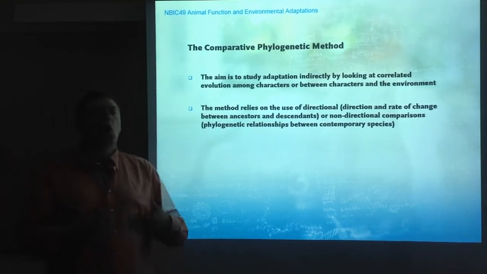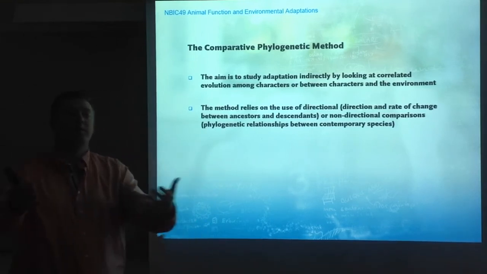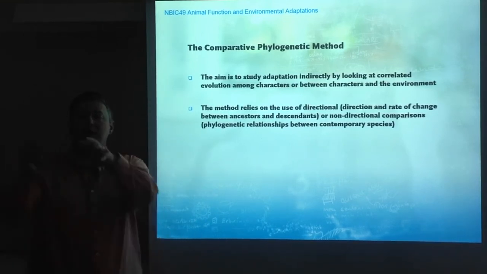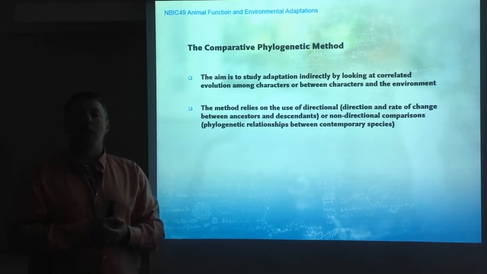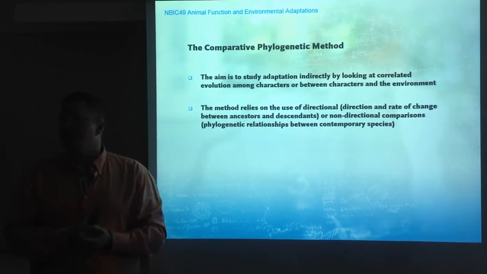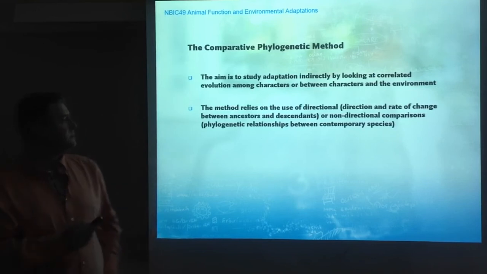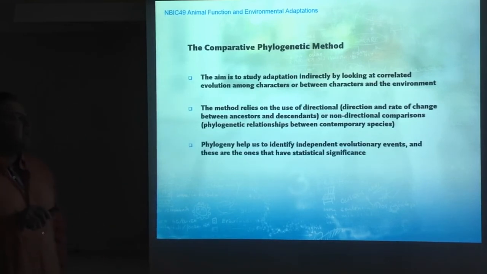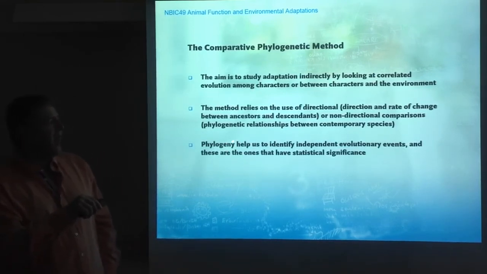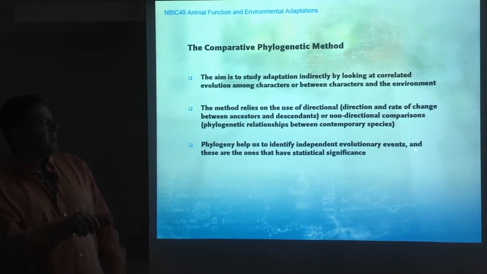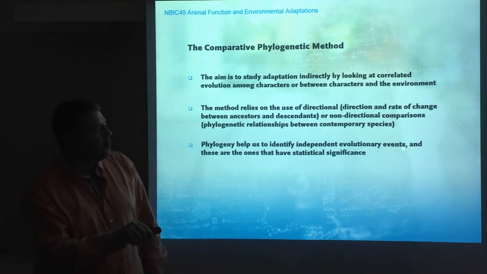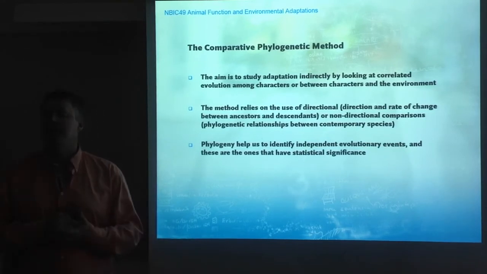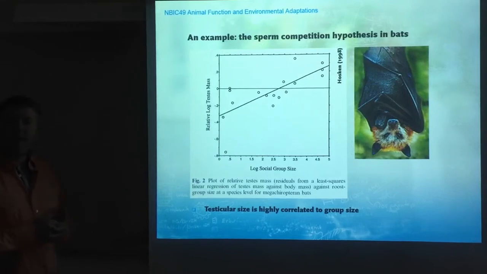If we assume that all species have speciated from an ancestor, we can always take this species, look back and say, well, when did they diversify? In this case, phylogeny helps us identify independent evolutionary events. And these independent evolutionary events are the ones that have a statistical significance. I'll show you what in a second. Let's take an example, and I hope that you will see it with the example.